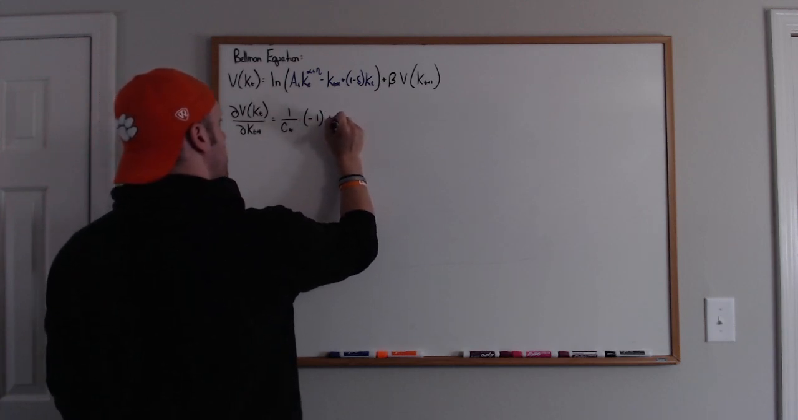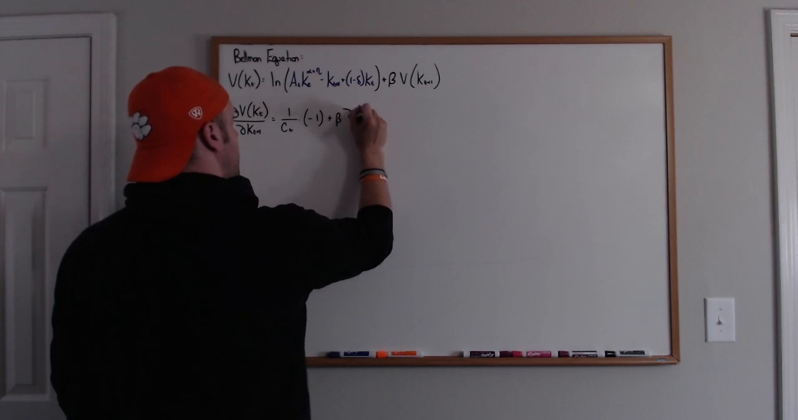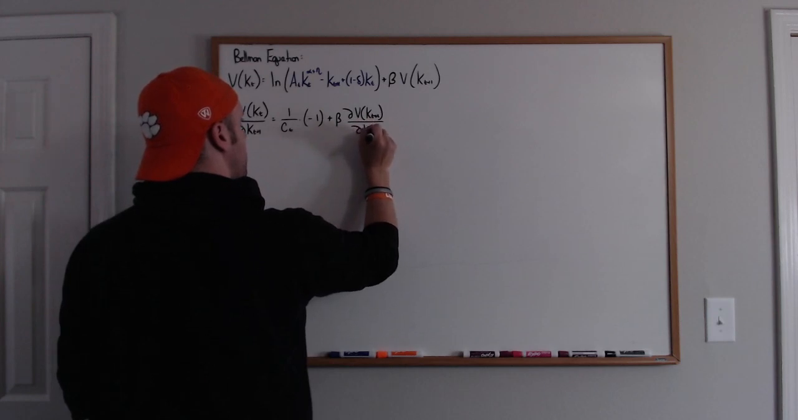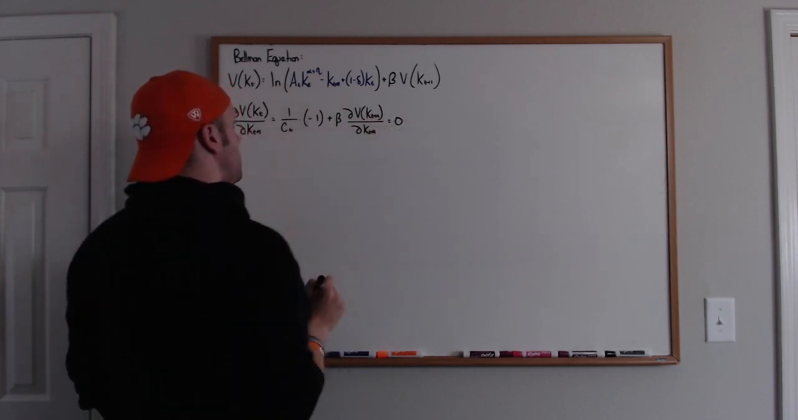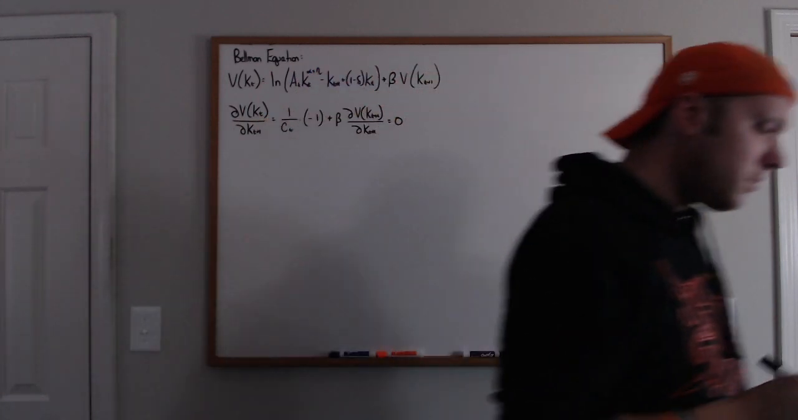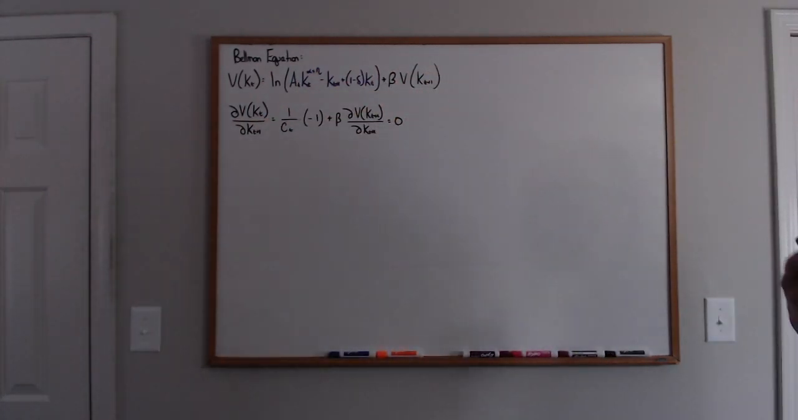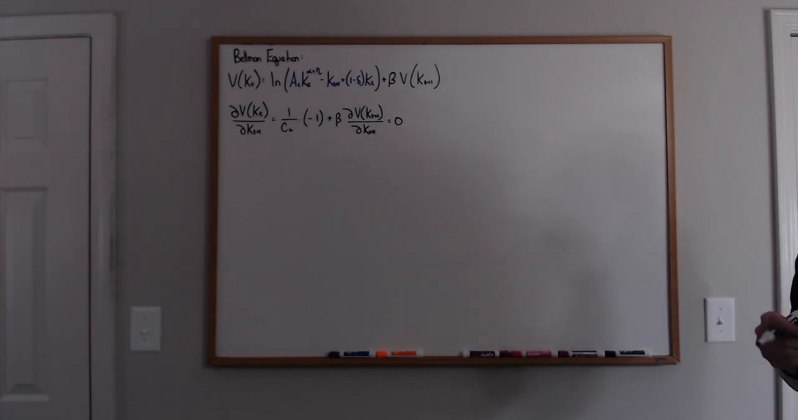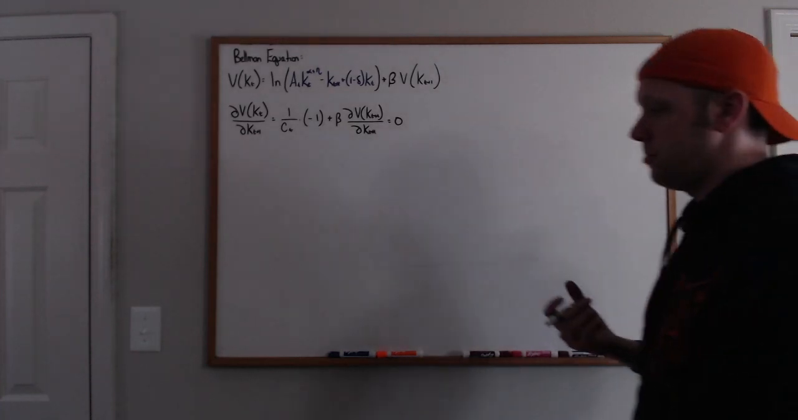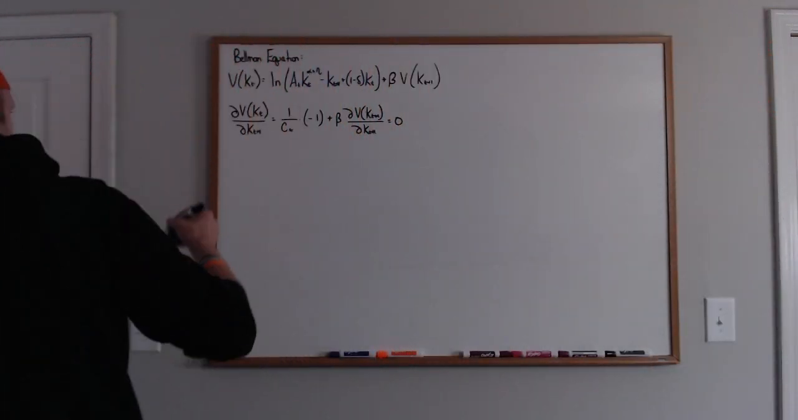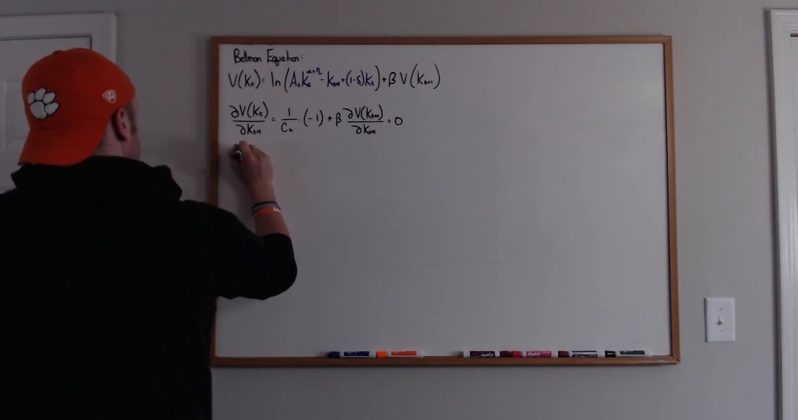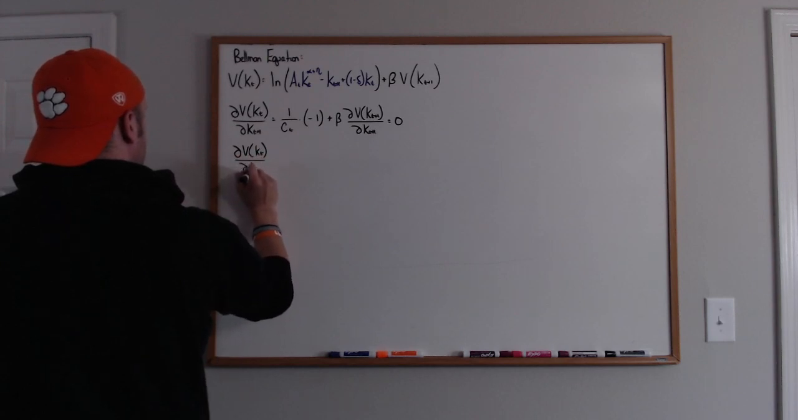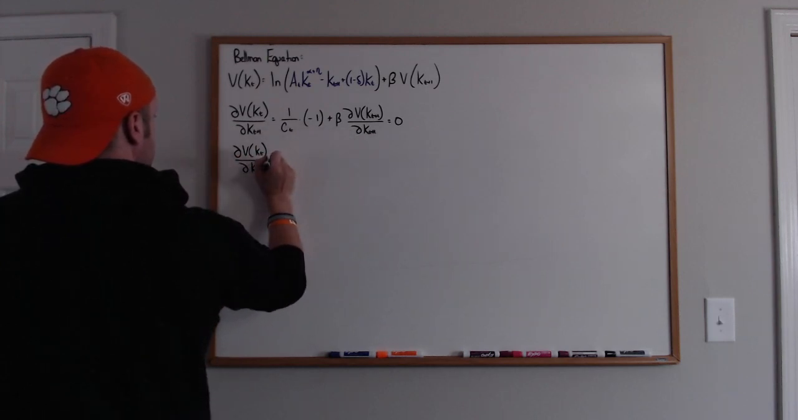And then plus beta times the partial v of kt plus 1 with respect to kt plus 1, we set that equal to 0. Right, so this first order condition, so far, looks no different than what we saw with the Neoclassical Growth Model. Not too bad. But remember, we've got to do this dv of kt with respect to kt to be able to figure out what this is.